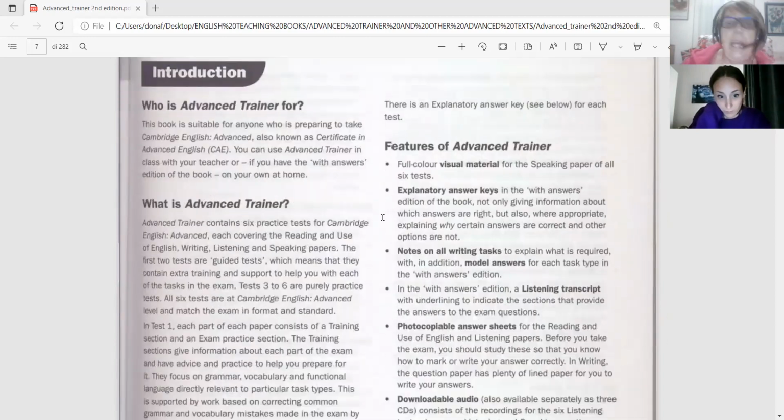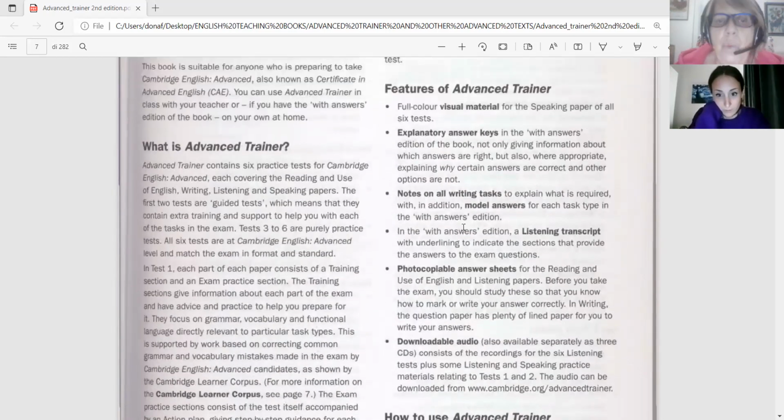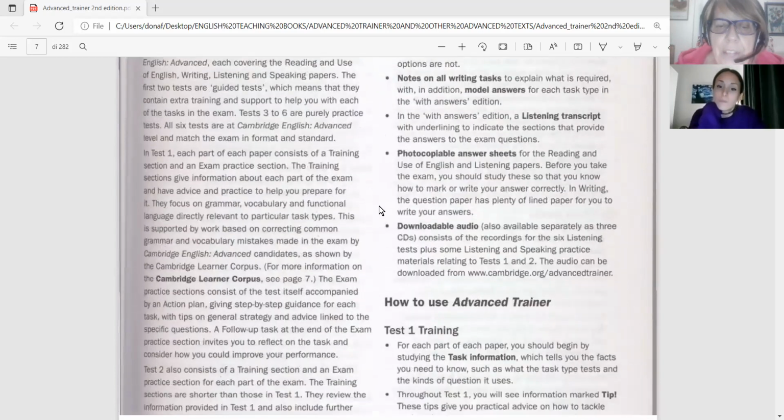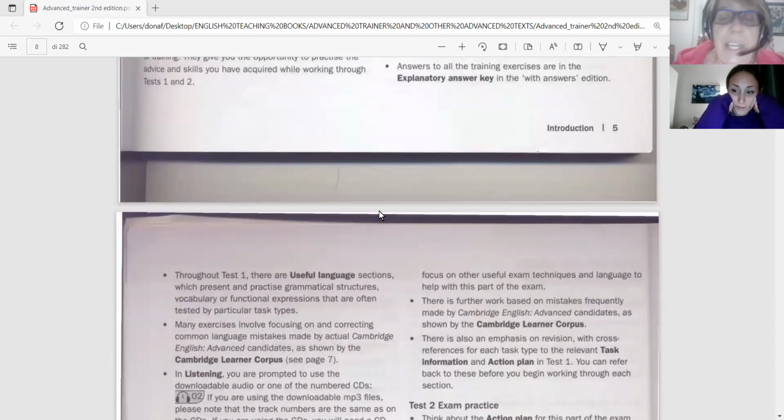Here, this is the first part that is just telling you everything about the exam. So who is Advanced Trainer for? What are the Advanced Trainer features? What do you have to say? So I think that all this stuff you can just read by yourself when you have the book, because it's just explaining every single detail of what you have to do in the exam.